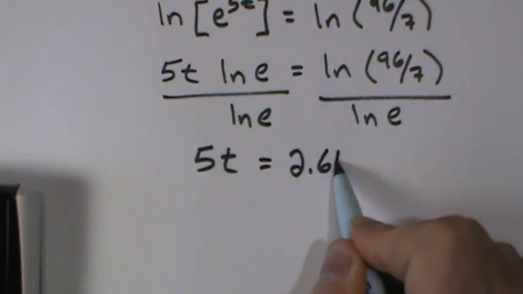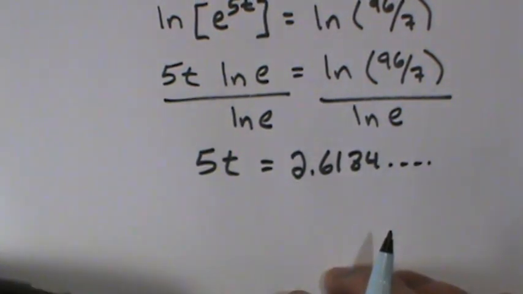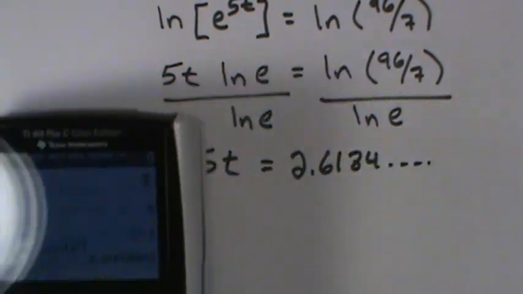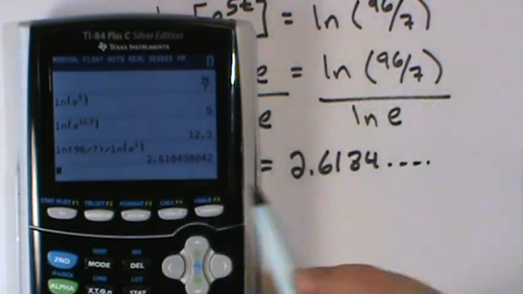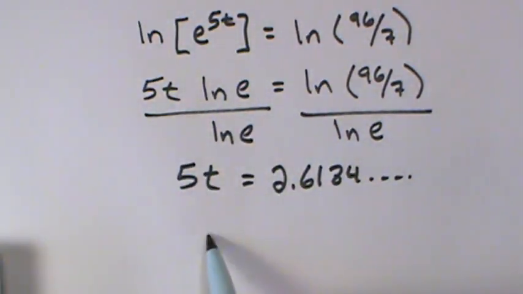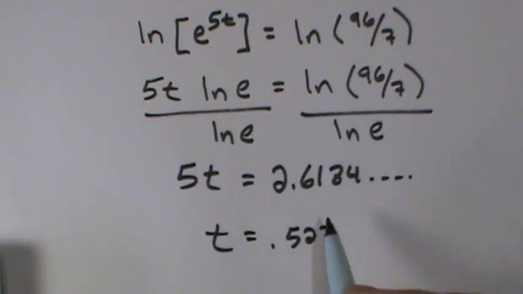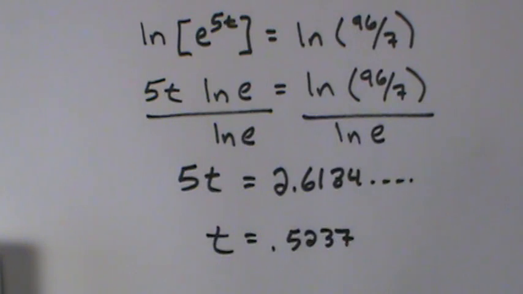You'll quickly note that we are going to have decimals for our answers. And the last step would be to take my value that's in the calculator and divide it by 5. And so then I say t is equal to 0.5237. I'll round to the 4th decimal place.